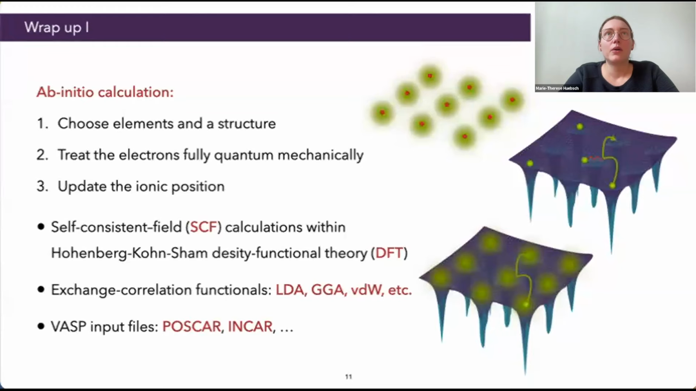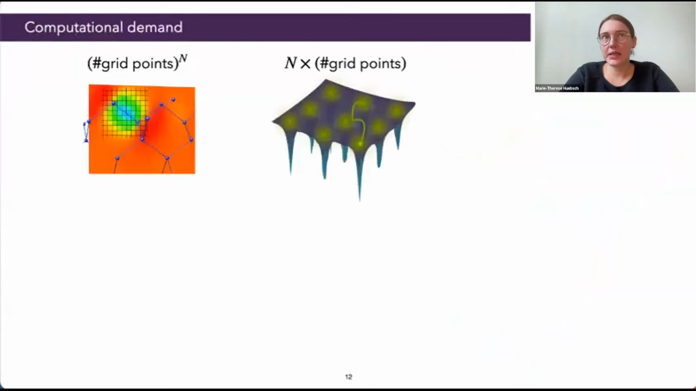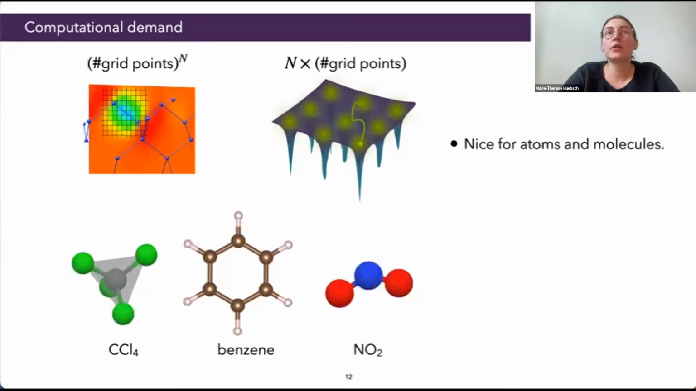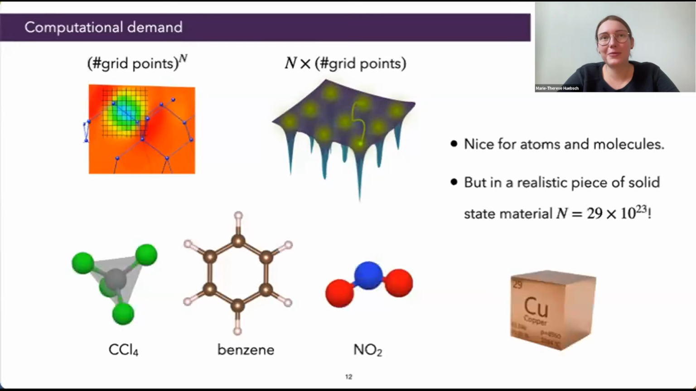Okay, so now the problem is the memory demand. What is the memory demand after mapping onto the single particle problem using DFT? Instead of the number of grid points to the power of n, we only need n times the number of grid points. When we consider a single atom or molecule, DFT really took us a long way. But a realistic solid state material has about 10 to the 23 atoms with, let's say, for copper, 29 electrons on each atom. That does not sound feasible yet, right?